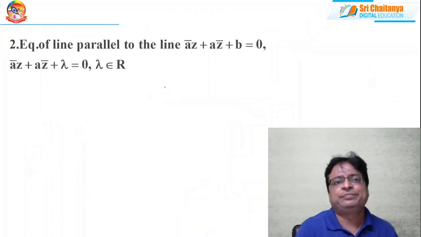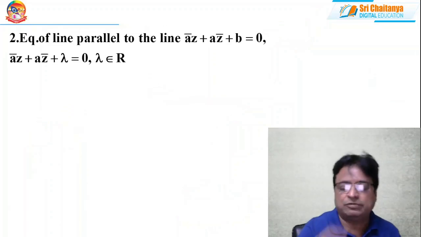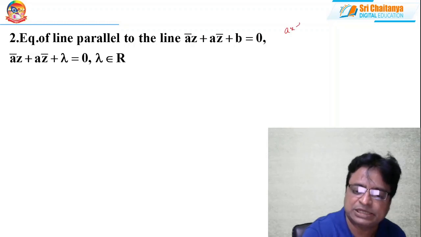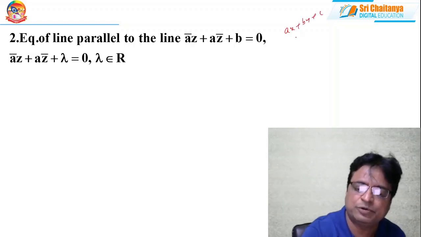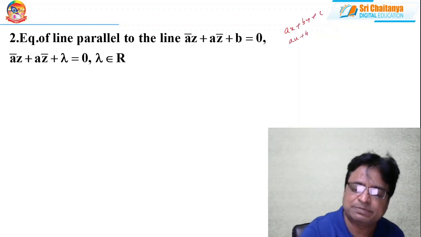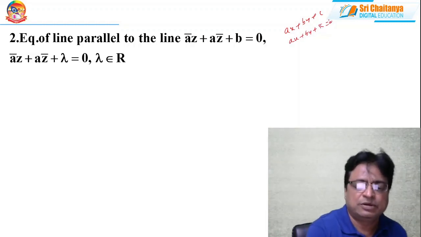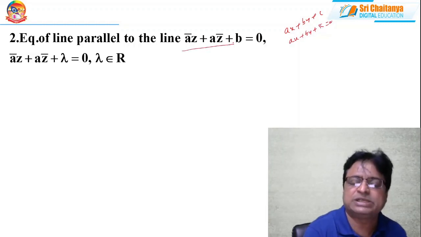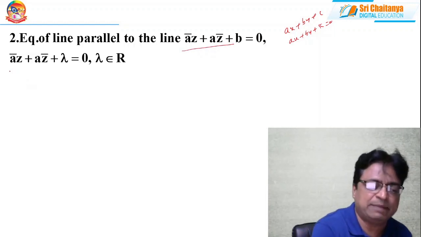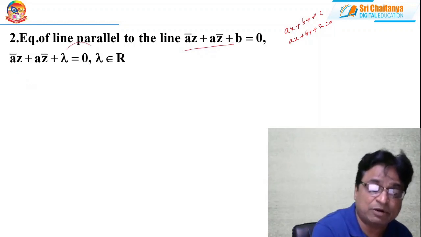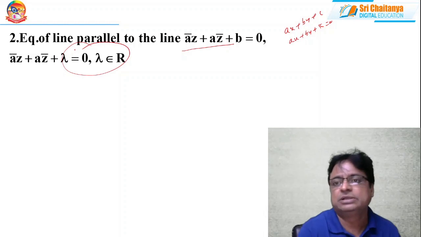Now coming to the equation of a line parallel to a given line. What is the equation of the line parallel to Ax plus By plus C equal to 0? I can write it as Ax plus By plus K equal to 0. Similarly here, any line parallel to a bar z plus a z bar plus b equal to 0 is a bar z plus a z bar plus lambda equal to 0, where lambda is any real number.